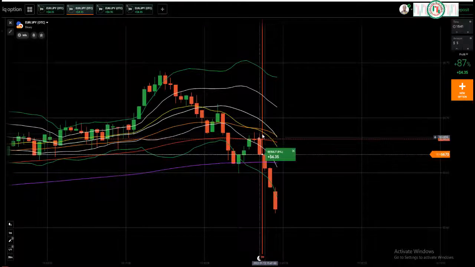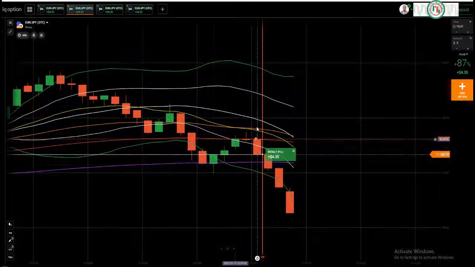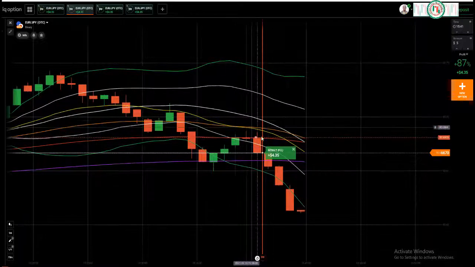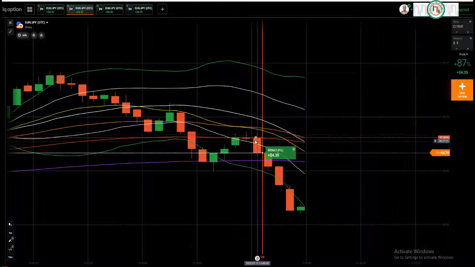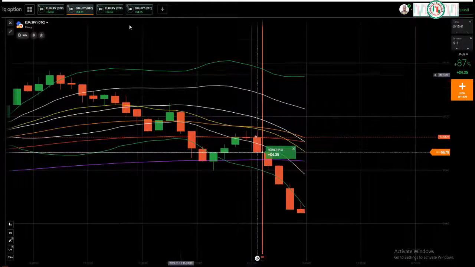Then the next, after doji, I know this is the evening star pattern, so I know definitely market will create evening star pattern here. That's why I place my trade put option. You see strong sellers entry.